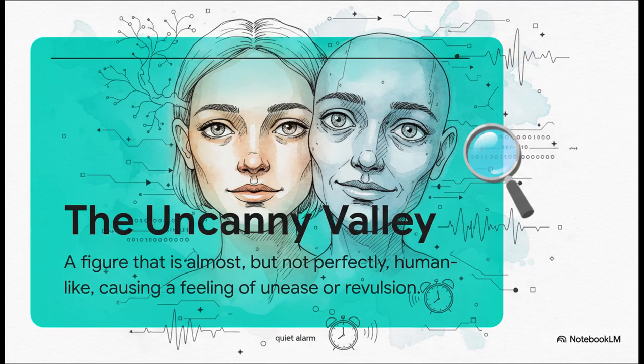It's this idea that when a replica gets really, really close to looking human, but isn't perfect, it gives us this feeling of unease, sometimes even revulsion. It's not about an obvious mistake. It's more like our brains have this built-in human detector, and when something is 99% of the way there, that last 1% sets off all the alarms, even if we can't immediately put our finger on why.